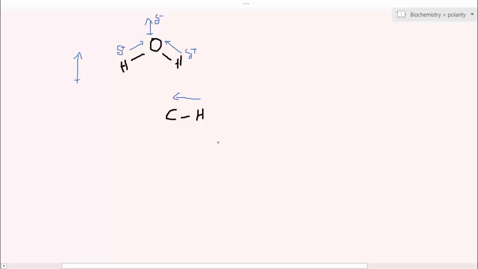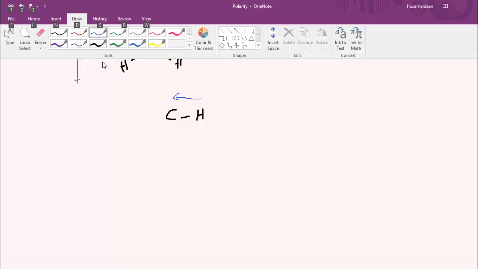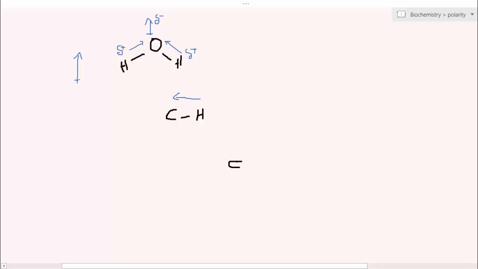Let's take another example, CCl4. C with 4 chlorine atoms. It's obvious that the forces here cancel each other, and there would be no net dipole moment for this molecule.